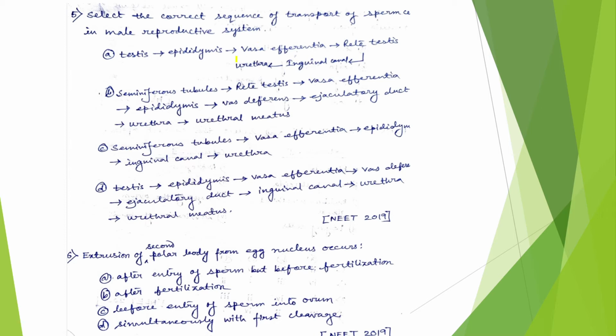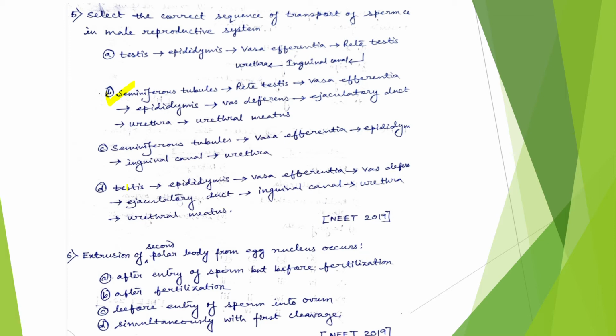Now coming to the next question: select the correct sequence of transport of sperm in the male reproductive system. I am not going through all the options, I am just reading out the correct option. The correct option would be option B: seminiferous tubules. From there the sperm goes to rete testis, then to vasa efferentia, then to epididymis, then vas deferens, then ejaculatory duct, then urethra, and at last urethral meatus. For answering this type of question, you need to know the structure of the testis or the ovary very well. Only then can you answer this kind of question. So you should remember the picture very well, it should be in your mind.